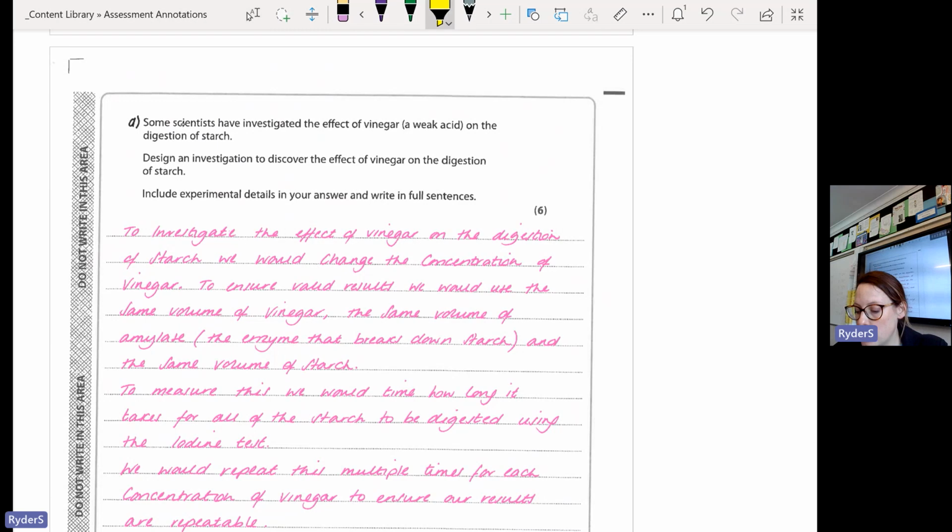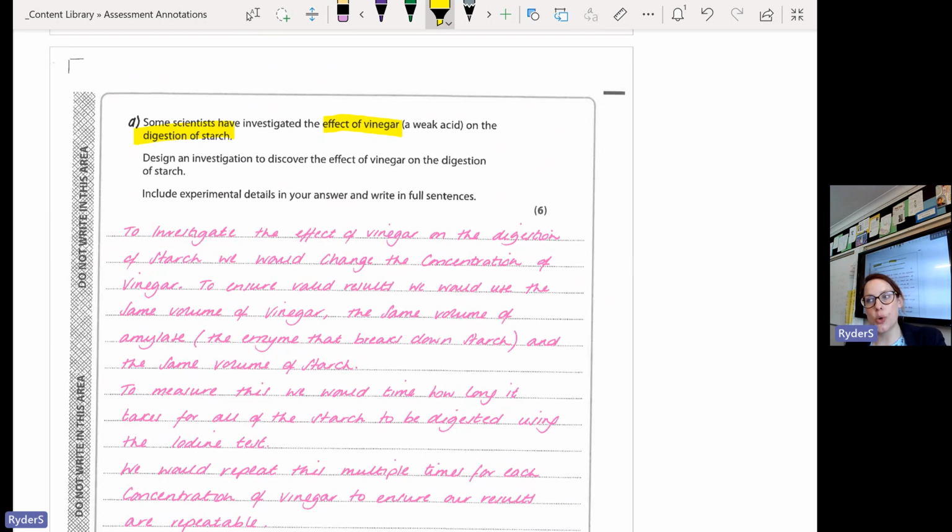It says some scientists have investigated the effect of vinegar on the digestion of starch. Now, we've done a practical like this. I've recorded a practical like this on the effect of pH on the digestion of starch, using iodine and amylase. Essentially, you are just telling me what happens in this practical, which is where some of you lost marks, because you weren't sure how you were actually measuring the rate of digestion of starch.